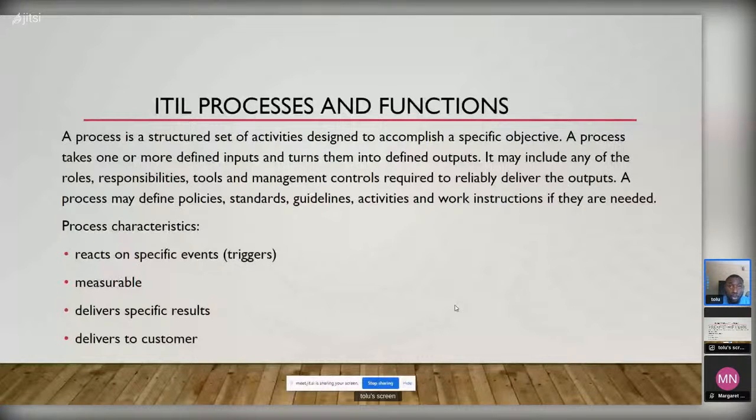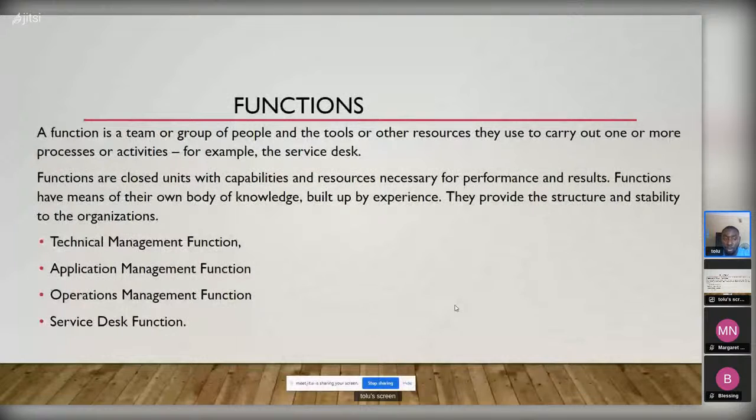Then it must be measurable so that you'll be able to tell that okay, we are meeting what we are meant to, or we are not yet there, or we have not even started at all. Then it delivers specific results. So there is a specific result we have to deliver, and that must be the backbone of the whole process. And once that is achieved, we can move to the next stage. It delivers to the customer. The customer must be satisfied with whatever service the process results into. Now we have function.